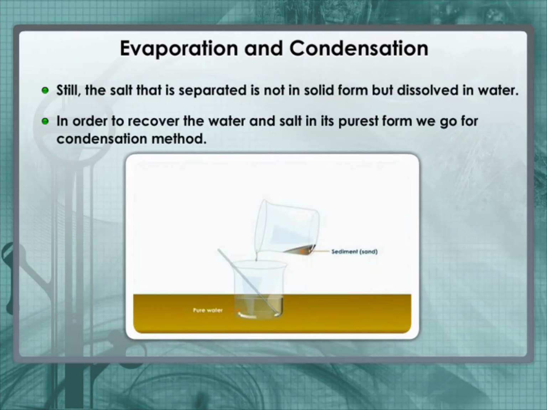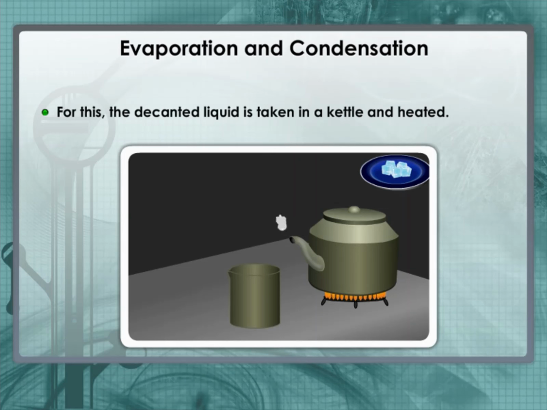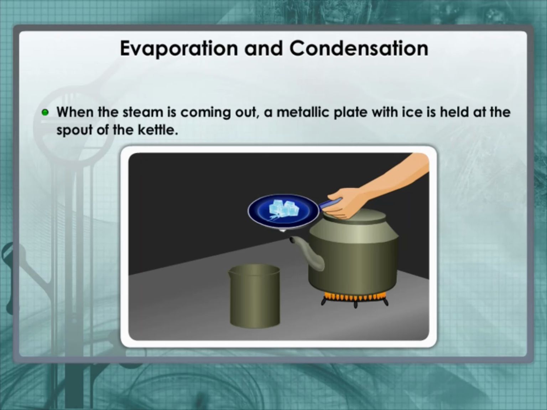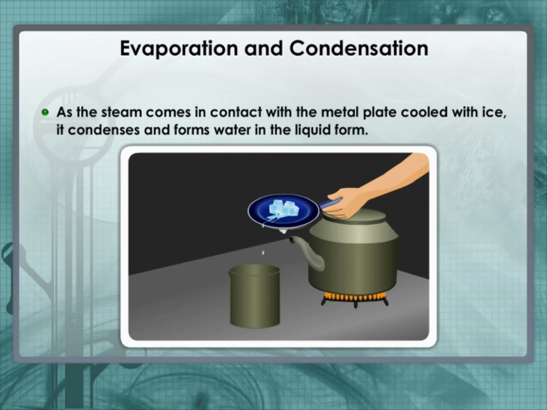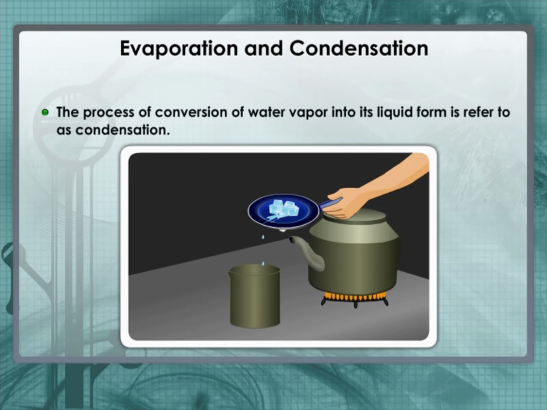In order to recover the water and salt in its purest form, we go for the condensation method. For this, the decanted liquid is taken in a kettle and heated. When the steam comes out, a metallic plate with ice is held at the spout of the kettle. As the steam comes in contact with a metal plate cooled with ice, it condenses and forms water in the liquid form. The water drop that is observed falling from the plate is due to the condensation of steam. The process of conversion of water vapor into its liquid form is referred to as condensation.